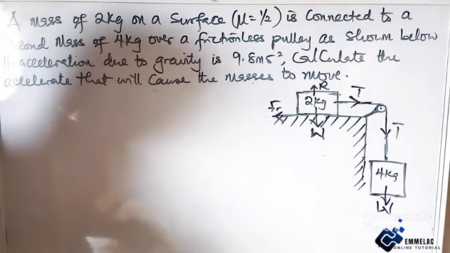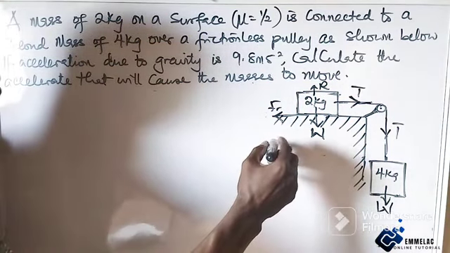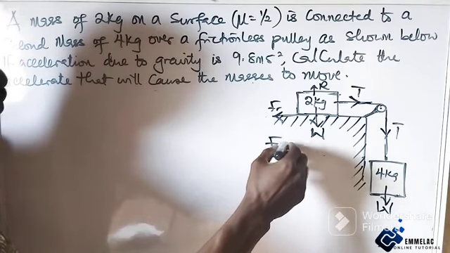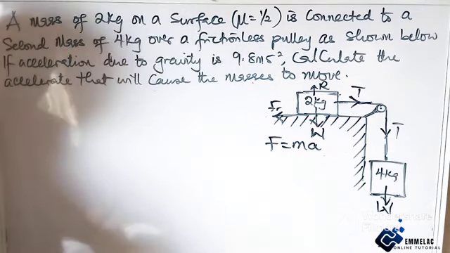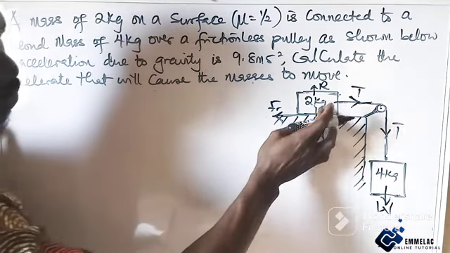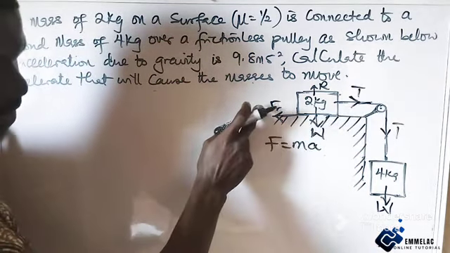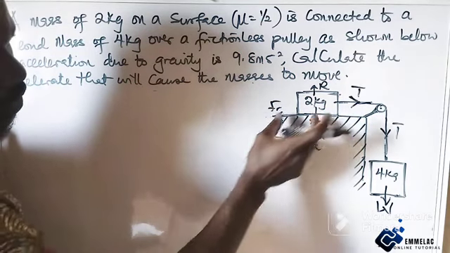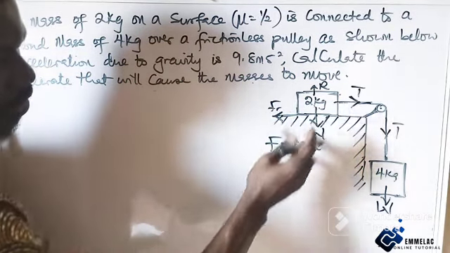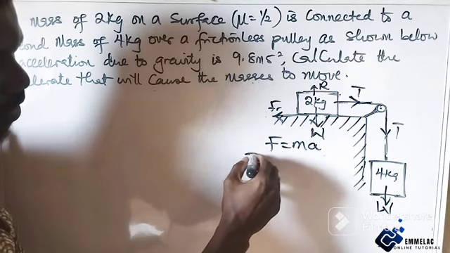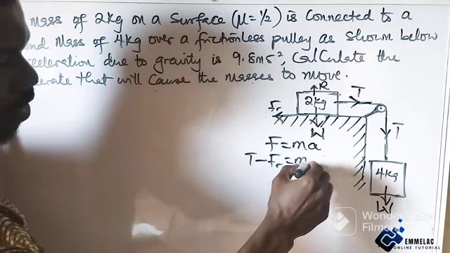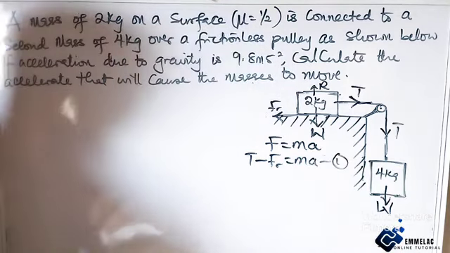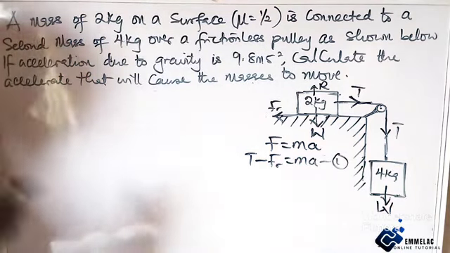Alright, let us now resolve. With this, let us know that for a body to move, we have that force equals the product of mass and acceleration. Now for this body to move here, this tension must be greater than this. Alright, so the overall force between this and this will now be the tension minus the frictional force equals MA. Let's take this as the first equation.